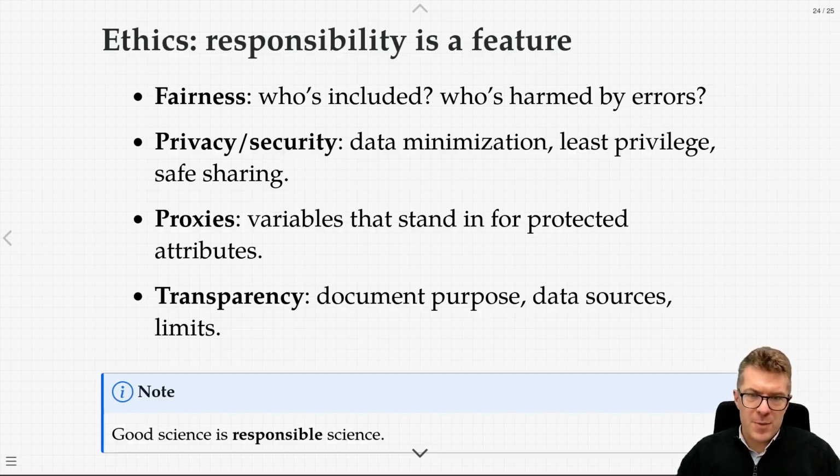And then other forms of transparency, like what are you gathering the data for, what are the sources, what are the limitations, and so on. Doing science well also means doing science responsibly. It's possible that we'll touch on some instances of science being done irresponsibly in the more distant past, but we always have to be on guard for this. Again, science is the best form we have for searching for the truth, and therefore we have a responsibility to do it responsibly.